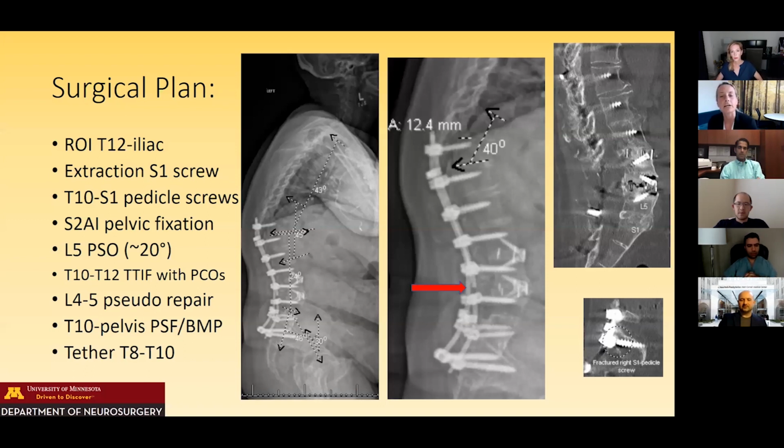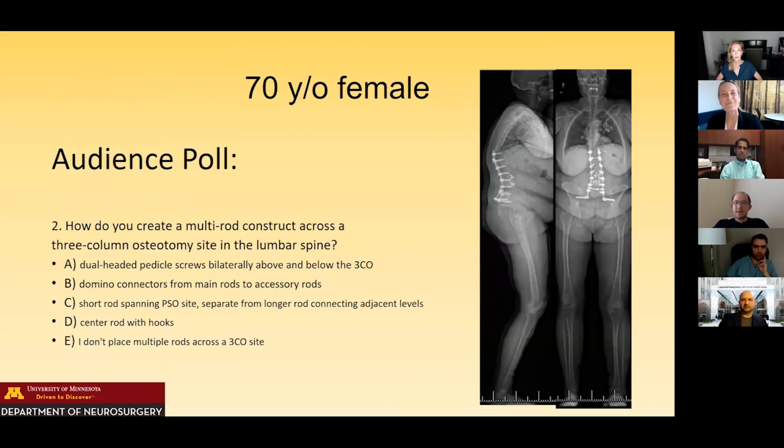And Dr. Lenke talked about that a great deal in just talking about how you plan for your correction. You need to evaluate the mobility of the deformity. That's a great way to do it. So moving forward, I do want to take another audience poll question, and we're gonna need to do a 3-column osteotomy here.